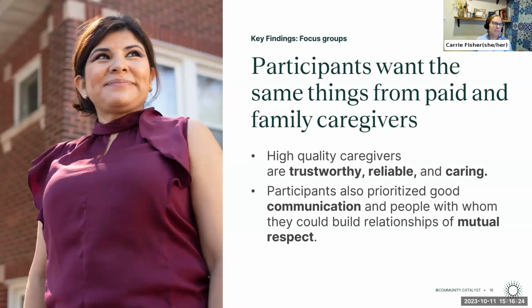Participants really didn't agree about whether they preferred family caregivers or paid caregivers. Some people felt strongly that paid caregivers were better. Some other people felt strongly that family caregivers were better. However, there was general consensus about what makes a good caregiver. And the themes that emerged around descriptions of a good caregiver are that they are trustworthy, and trust is super key and a very strong theme. They also needed to be reliable, and they needed to be caring. They needed to be able to build a relationship of care and affection with the person receiving care. Participants also prioritized good communication and people with whom they could build relationships of mutual respect. They wanted to be able to respect their caregiver, and they wanted to feel that their caregiver was respecting them. Next slide, please.